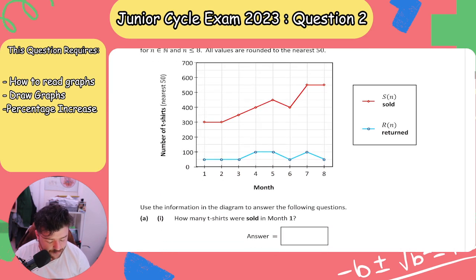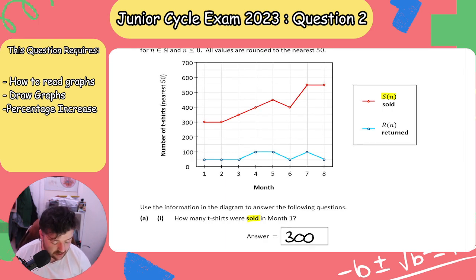So here's our graph. How many t-shirts were sold in month 1? So we have to look at our key here, right? We're looking for sold. So therefore, we're looking at the red graph. So we see here in month 1, we're going to go to month 1 here, and we're going to go up and read it. And it's going to be 300. So they sold 300 t-shirts in month 1.